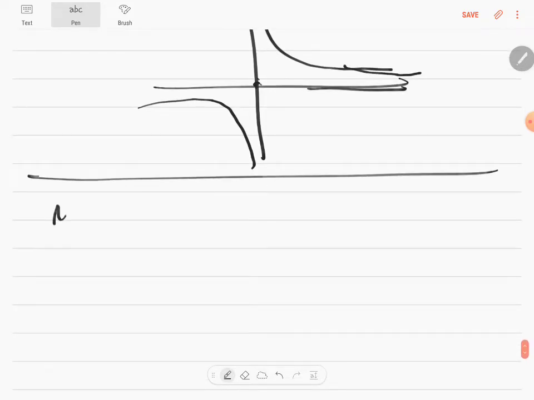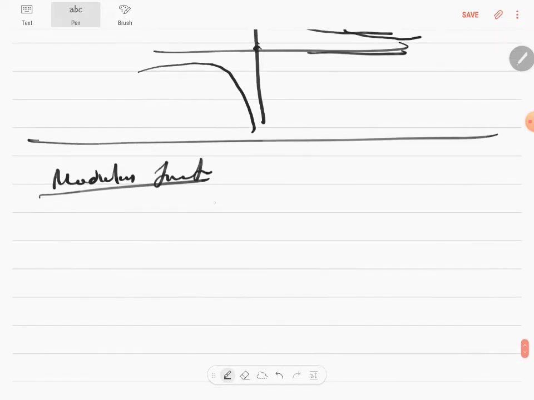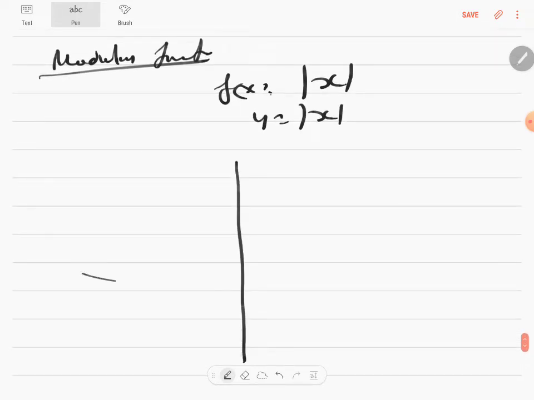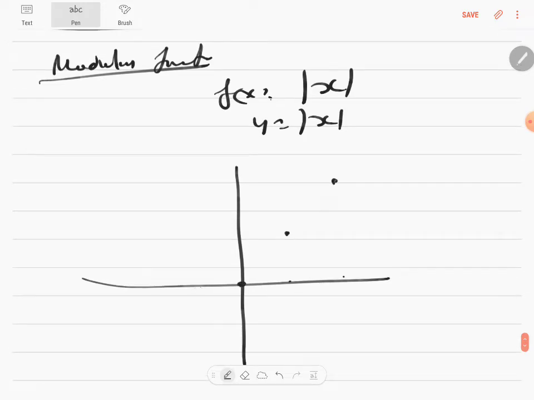Next is modulus function. What is a modulus function? F of x is equal to mod of x, or y is equal to mod of x. Let's draw this. If x is 1, y is 1, x is 2, y is 2. If x is 0, y is 0. If x is minus 1 also, it is plus 1, minus 2 also plus 2. It will be V shaped like this. This is known as modulus function. Are you clear? Yes, ma'am.